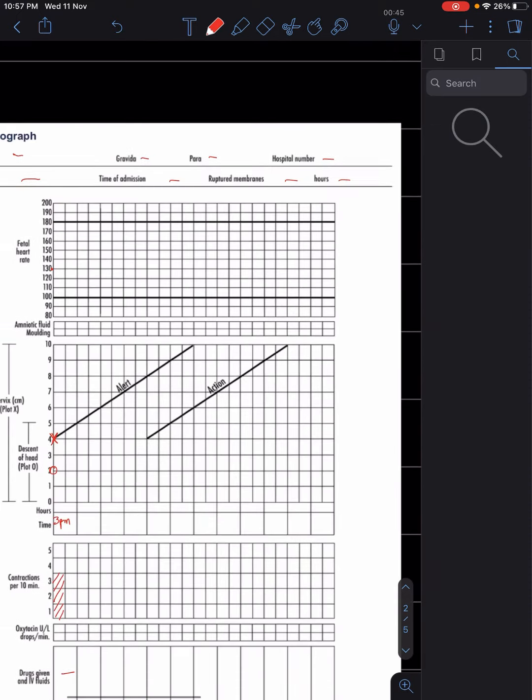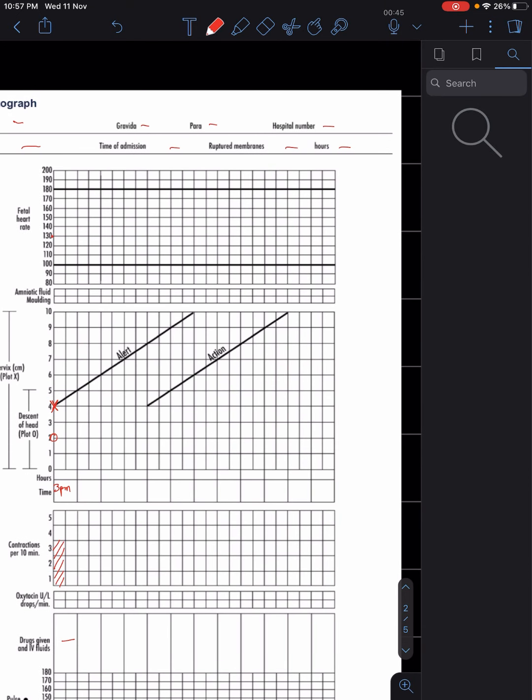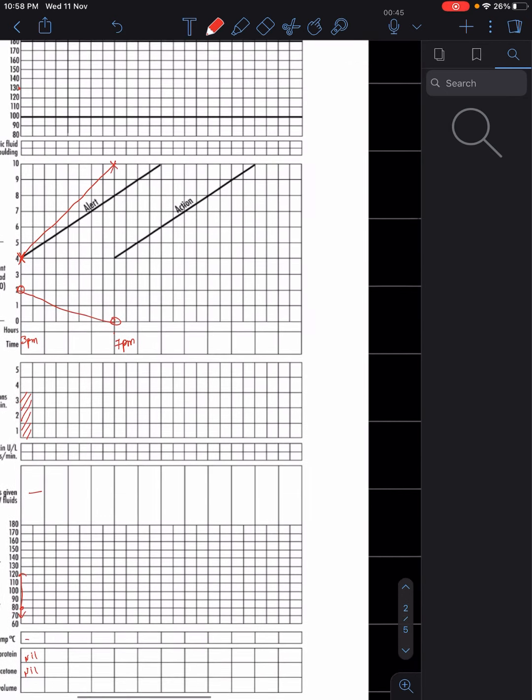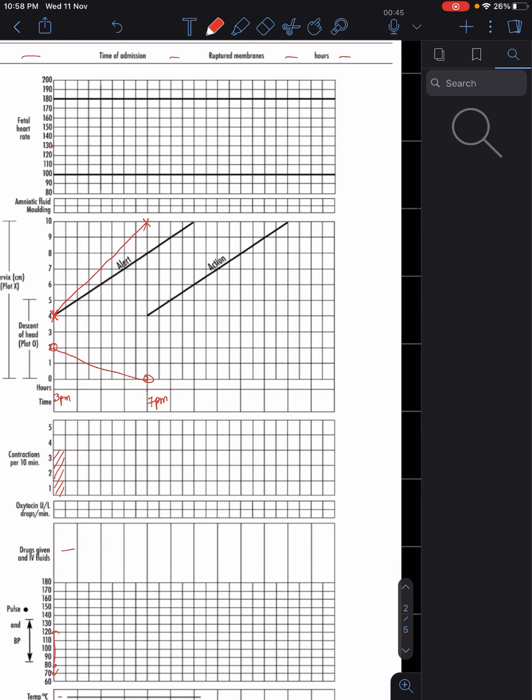right? So now we'll plot it. Okay, 3, 4, 5, 6, 7. This is 7 p.m. and at this point her dilatation is 10 centimeters. So this is good. This has not passed the alert line, so she has progressed beautifully and now she can deliver normally. Normal vaginal delivery can happen, right? So perfect. This was a low risk patient. Everything went beautifully. No need to do anything.